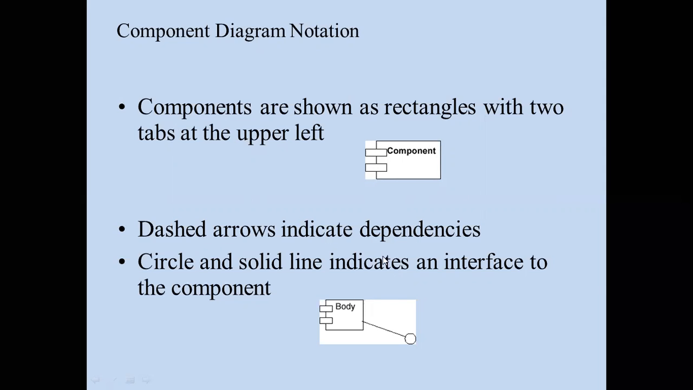Here you can see the components are communicating with each other through the interfaces. Here you can see the rectangle with the solid line. The component name is body, and this is the way the components interact with each other through this circle, that is the interface.